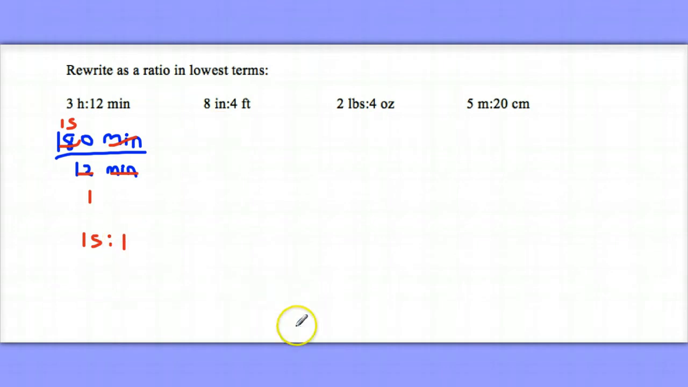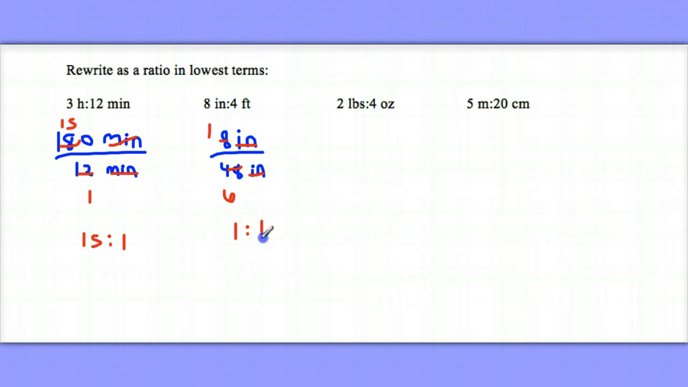Let's take a look at this second example here, comparing 8 inches to 4 feet. I'm going to change the 4 feet to inches. I know that in every foot there are 12 inches, so 4 feet would be 48 inches. And then since my units are the same, I can compare these two quantities. I know that 48 inches is 6 times longer than 8 inches. So we can reduce this 8 inches to 48 inches to a ratio of 1 to 6.